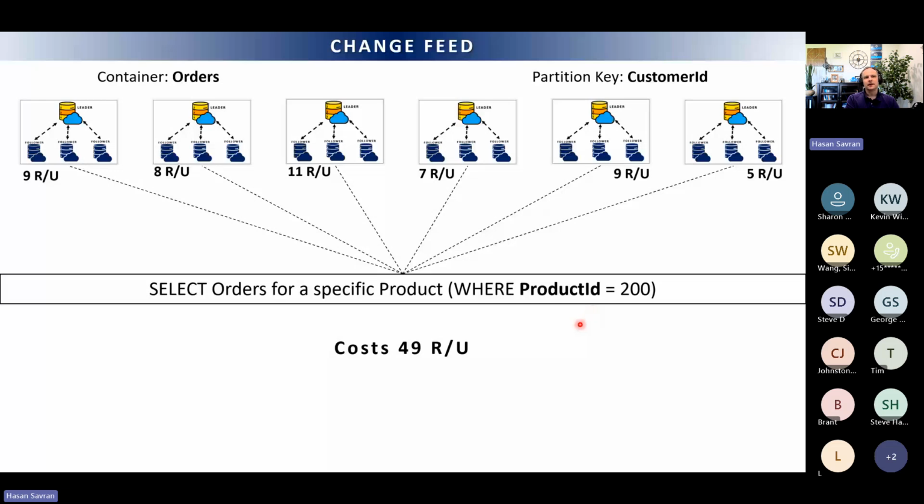Well, when I run that, since I don't have the customer ID here anymore, I need to take this query and run it in every database engine I have. And each of them is going to cost X number of request units. So in that case, as you can see, this cost me 49 request units just to run one query.